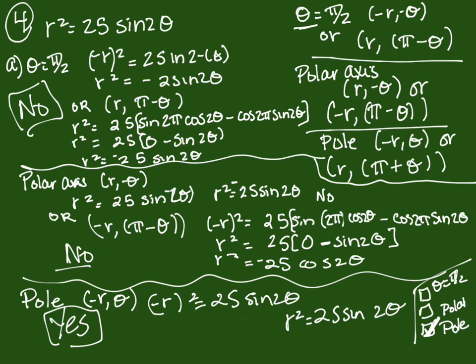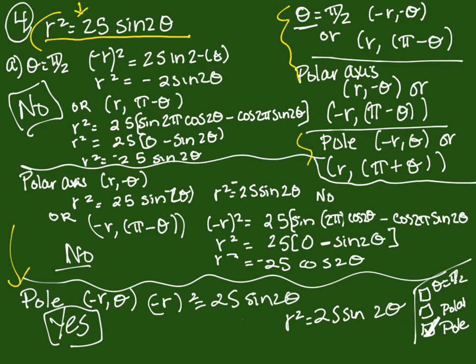All right, and one more of these. Now we have r squared equals 25 sine 2 theta. And I'm guessing that would be the pole, because if you change negative r and not theta, you're going to get the same thing. So you'll see down here that's true. But we have to check them all.